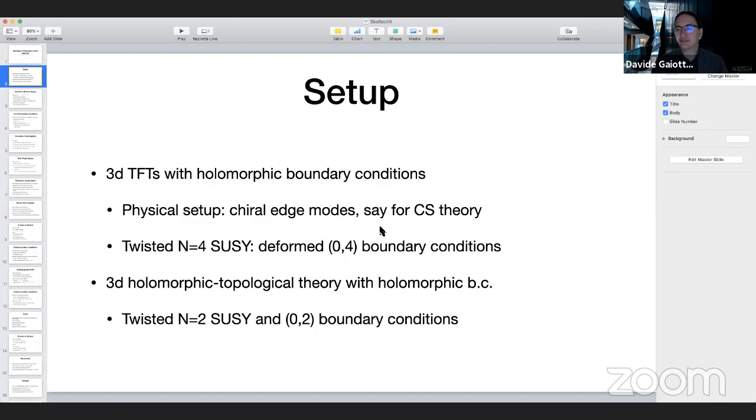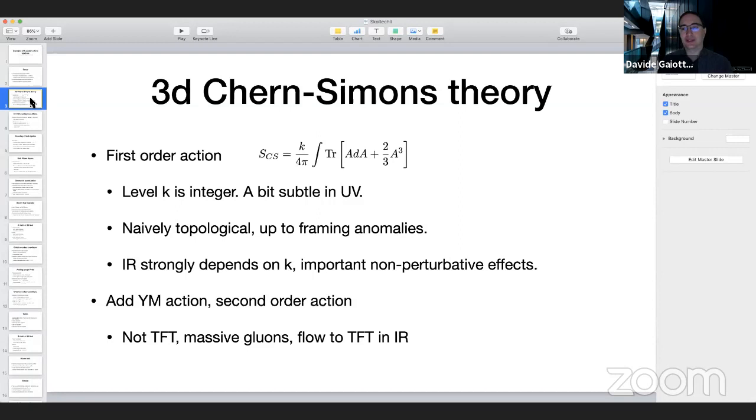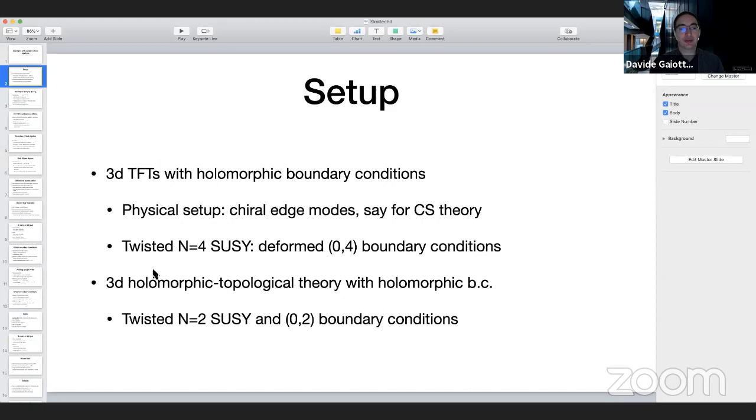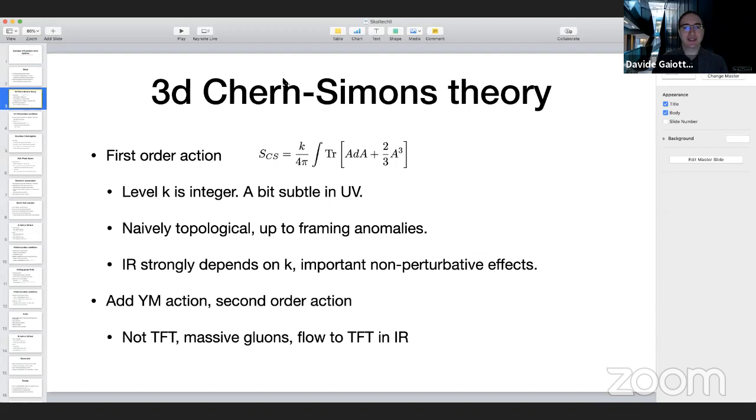So I will start by a quick review of the holomorphic boundary conditions for Chern-Simons theory. This is a relatively well-known subject, but it's very instructive, has rather interesting features, and it provides important computational tools for the sort of twisted supersymmetry, twisted gauge theory setup. In particular, sort of half of the calculations I'm going to do will be analogous to the calculations done in the physical Chern-Simons theory.